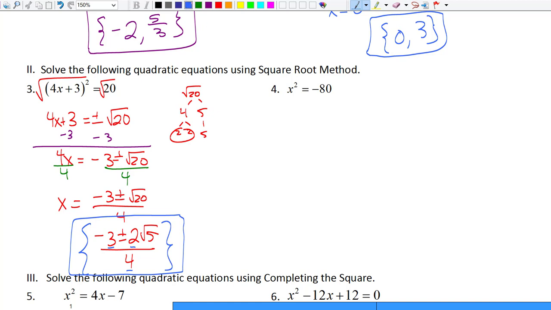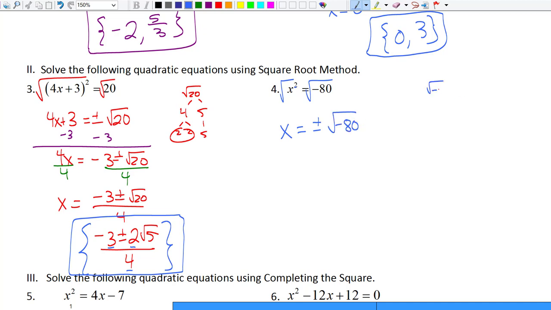On the next part, I need to get the square all by itself. It already is, so that's good. So I can go ahead and straight square root both sides. The square root of x squared is just x. The square and the square root undo each other, which was the whole point of doing it. Equals, don't forget your plus or minus, root negative 80.